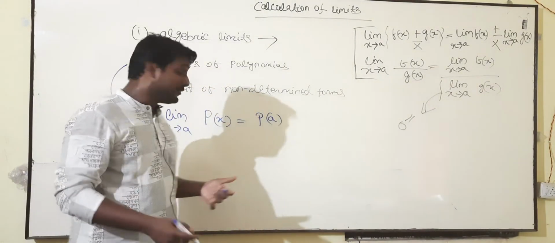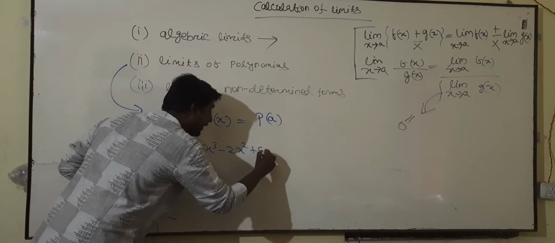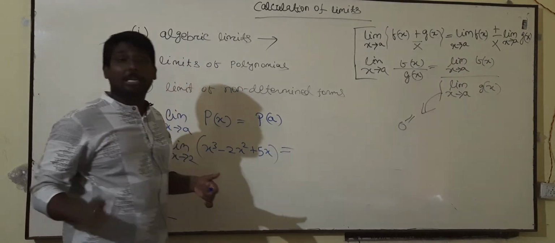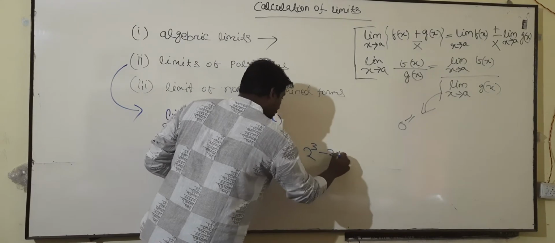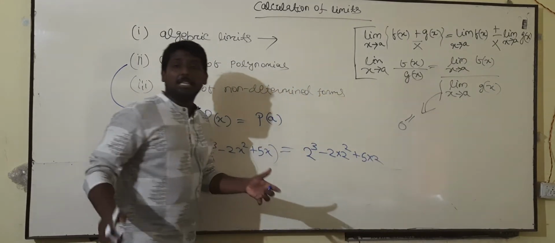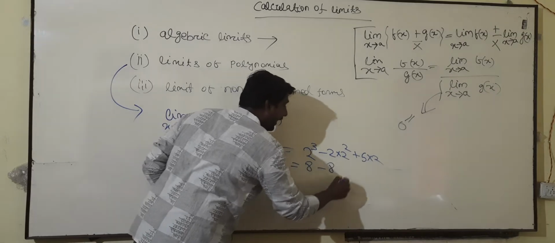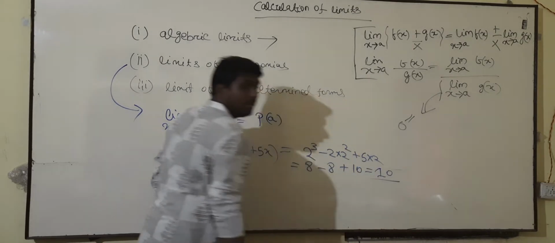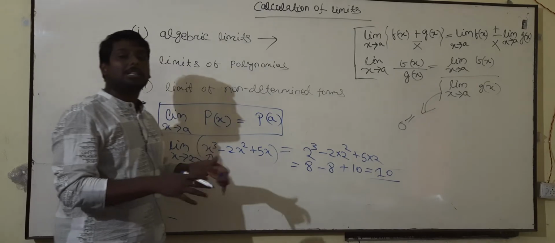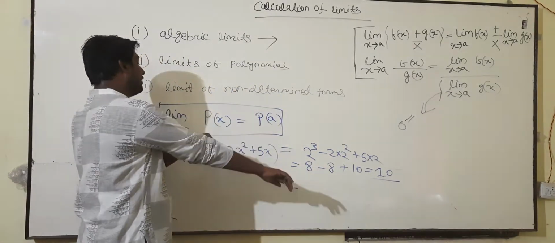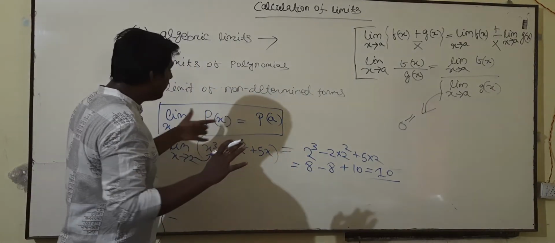For example, if I ask you the value of limit x extends to 2 of x cube minus 2x square plus 5x, then the value 2 will enter inside the function in place of x. The value will be 2 cube minus 2 into 2 square plus 5 into 2, which is 8 minus 8 plus 10, equal to 10. It is so simple. Finding the limit of a polynomial function, whether linear or quadratic or whatever it may be, is without any constraints.